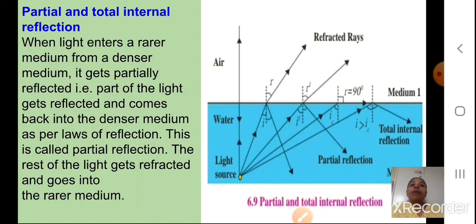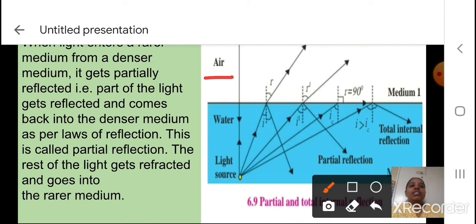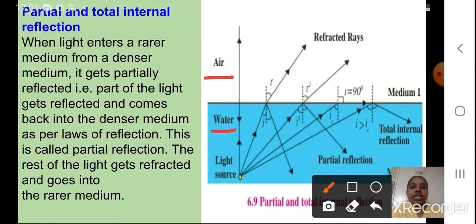Now we are going to study partial and total internal reflection. This is reflection when light enters a rarer medium from a denser medium. Here you have two mediums, air and water. You know water is the denser medium and air is the rarer medium. Then the light gets partially reflected, that is, part of the light comes back into the denser medium, as per the laws of reflection.